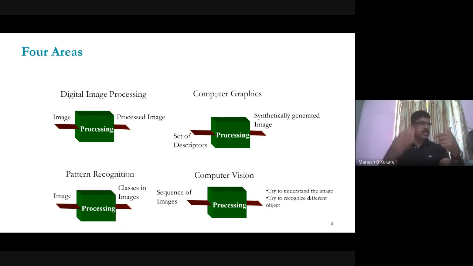You are processing a set of descriptors, and you are making a synthetically generated image, meaning an artificial image, from that. So in computer graphics, what is that? Input is basically a set of descriptors. You are processing that, and then you are making the synthetically or artificially generated image. So your output is an image, but your input is a set of descriptors. So that is nothing but your computer graphics.